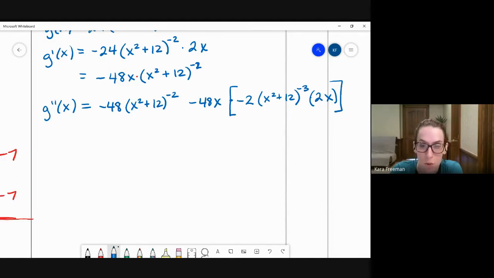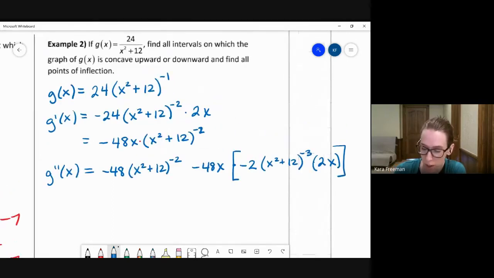Now, if I had asked you to just simply find the second derivative, you could stop right there. However, I'm going to need to be working with this second derivative, right? Because if I want to find intervals of concave up, concave down, I really need to find when this second derivative is equal to 0 or is undefined. The way it sits right now, that's really messy. So I need to clean this up a little bit.